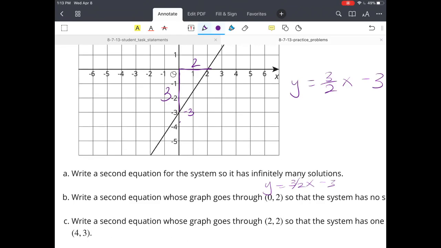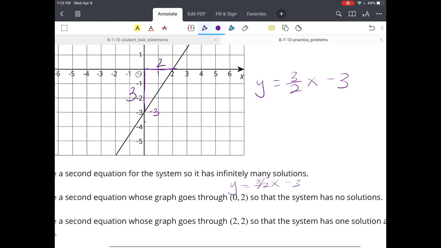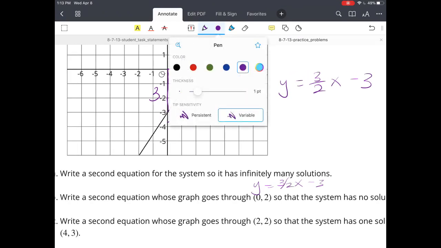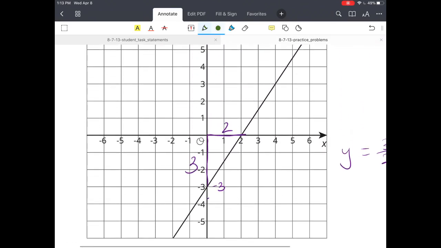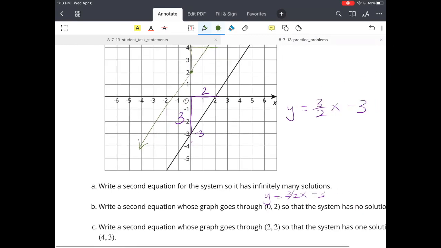Write a second equation whose graph goes through 0, 2 so that the system has no solutions. So using a different colored pen, we want the equation to go through the point 0, 2, but we also want it to have no solutions. What this means is the two graphs are going to be parallel, so they have the same slope, 3 over 2. So it's going to look something like this. And so the equation would be the same slope, but different y-intercept.